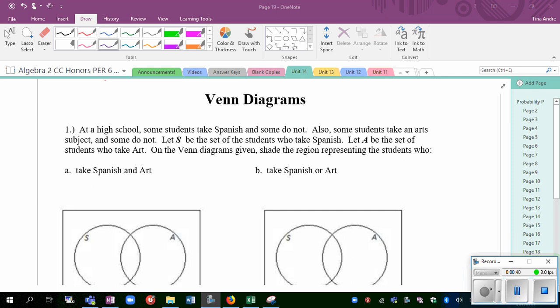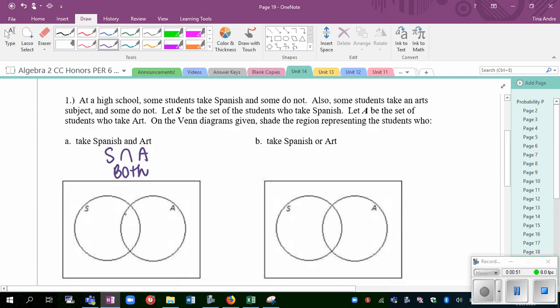So this is going to be something like this, Spanish and art, also meaning both. So they have to take both. So in our Venn diagram, the only students that are going to take both Spanish and art are the students that are in this overlap region. So that's the region I would shade. So just so you know, in this Venn diagram, the S here stands for the students who take Spanish. The A stands for all students who take art. So where they're in common is this intersection or this overlap.